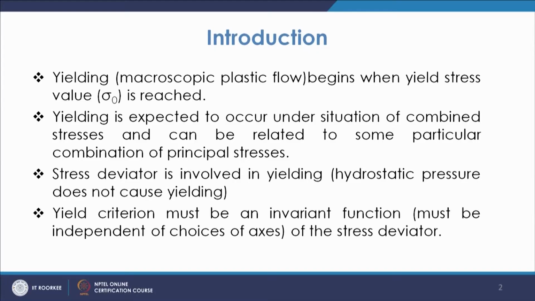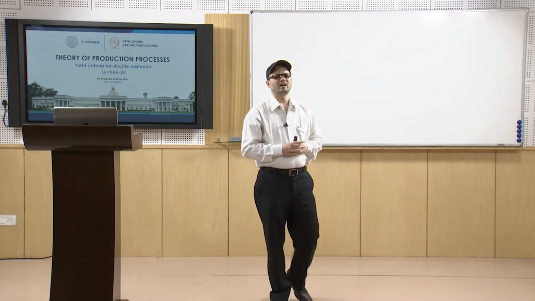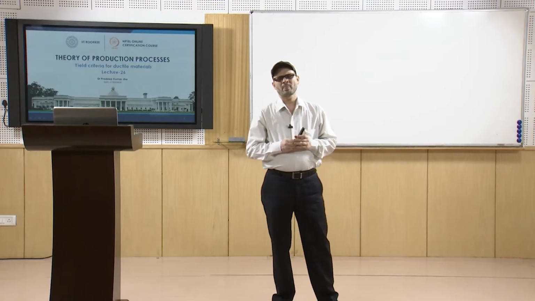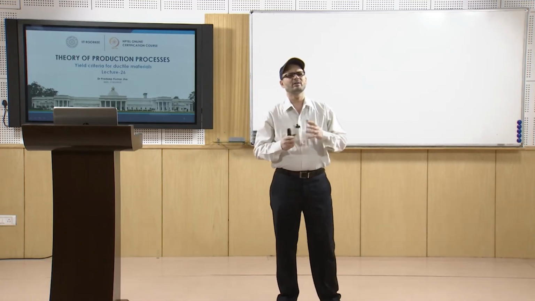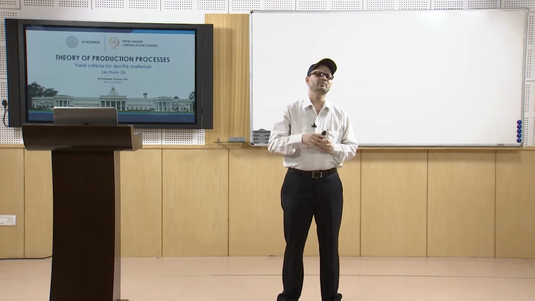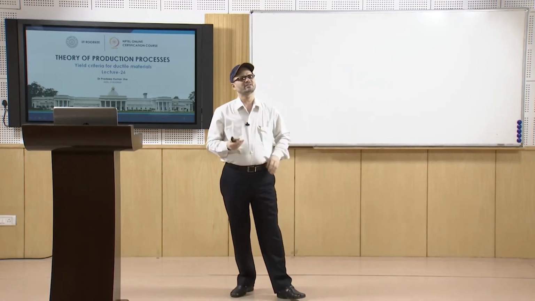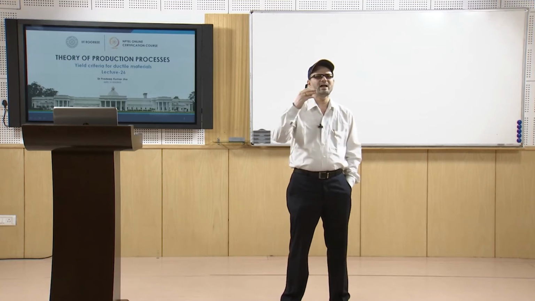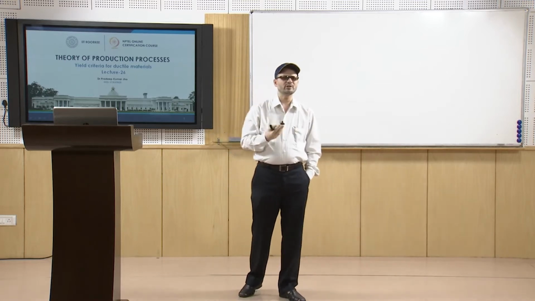Now yielding is expected to occur under a situation of combined stresses. The material will be subjected to different combinations of stresses, and then it can be related to some particular combination of principal stresses. So basically the meaning is that it must be a combination of certain types of principal stresses. It should be an invariant quantity which will decide that, because that will be a generalized case. So with some combination of principal stresses, you expect that it will be related and it will tell about yielding situations.